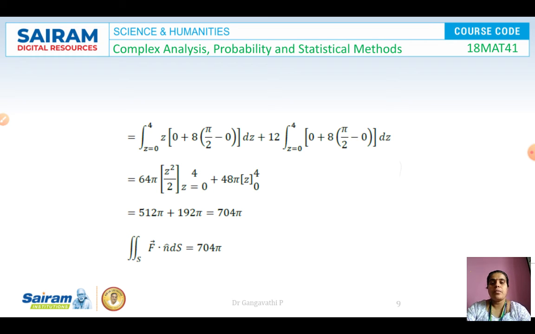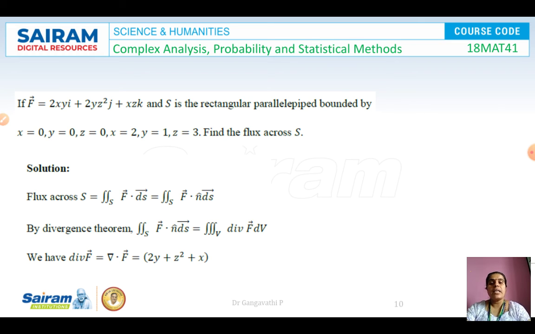So now let us perform the integration with respect to z. Integration of z is z square by 2 between the limits 0 and 4. So 12 into 4 is 48. Integration of dz is z between the limits 0 and 4. So substituting the limits and simplifying, we get the answer as 704. The flux over the surface is going to be 704 into pi. So this is how we will get the answer.